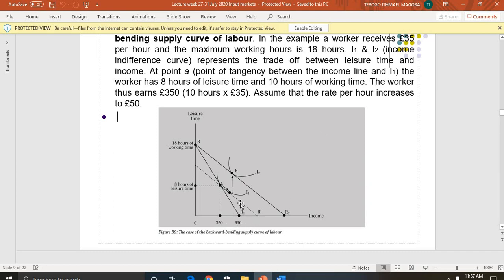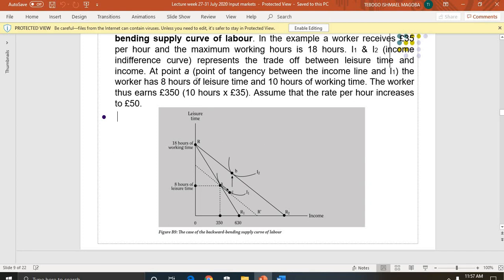630 here is your maximum income that you can earn with your working hours. So if I take, this person earns 35 pounds per hour. So if you take 35 pounds multiplied by 18 hours, you'd find that it's 630. That's his maximum income.